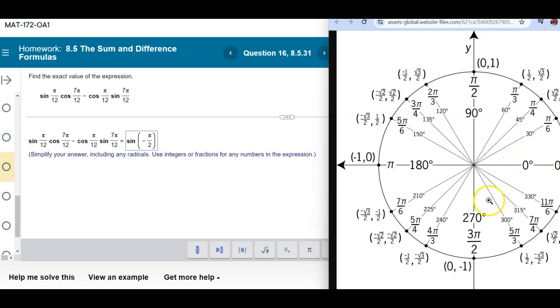Remember, negative angles go this way. They go clockwise. So negative pi over 2 is down here where 3 pi over 2 is. The sine is the y coordinate. So this is just negative 1.